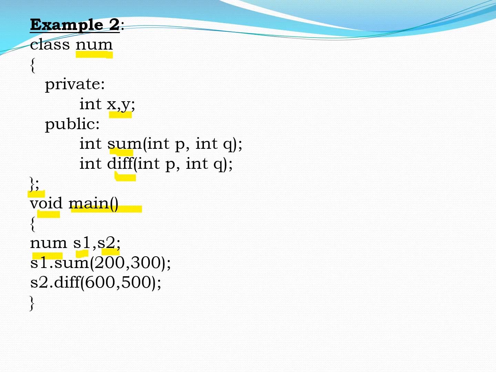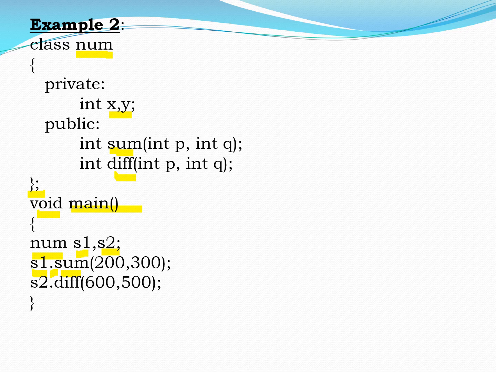Now we'll see how we are going to access the member function using an object. I have created an object called S1. Once I create S1, how am I going to access it? I'm going to take the first object S1 as S1 dot sum. Once I access it using the dot operator, sum is activated. It is going to check whether S1 is an object.